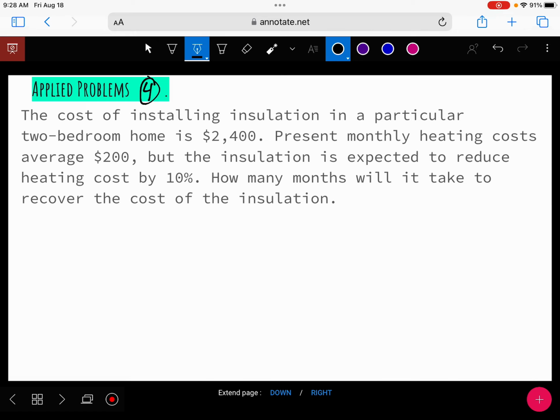Okay, so we have the cost of installing insulation in a house. This particular house is $2,400. The current monthly heating costs are $200, but the insulation is expected to reduce our heating costs by 10%. How many months will it take to recover the insulation cost? How are we going to start?